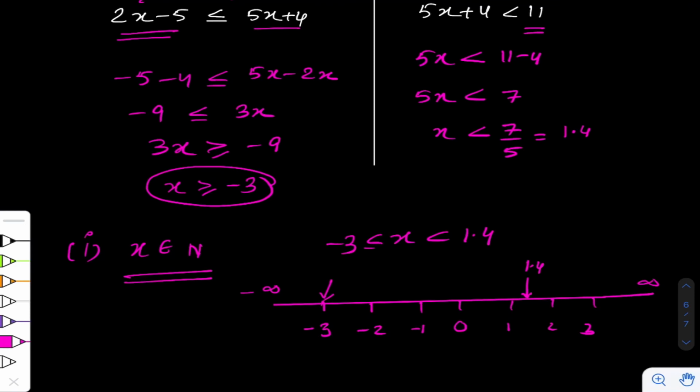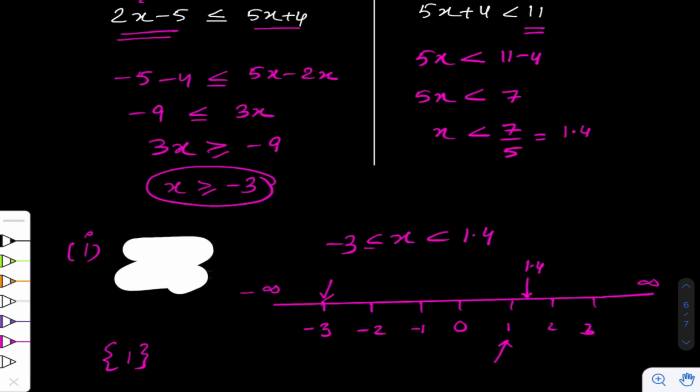Okay. So what are the natural numbers coming between this and this number? I think 1 is the only natural number which is coming between minus 3 and 1.4. So the solution set will contain only one member, that is 1. Now if I solve the second part.